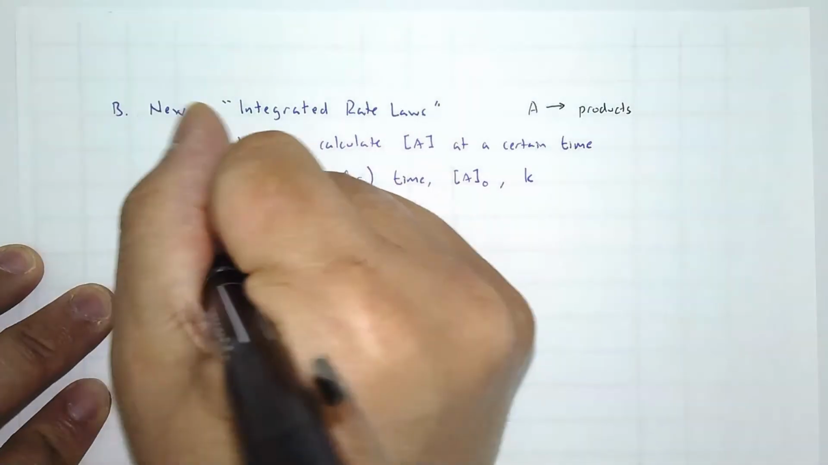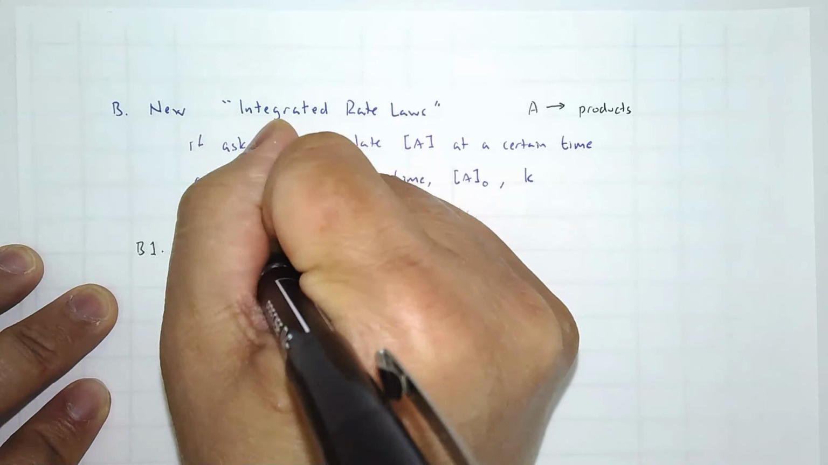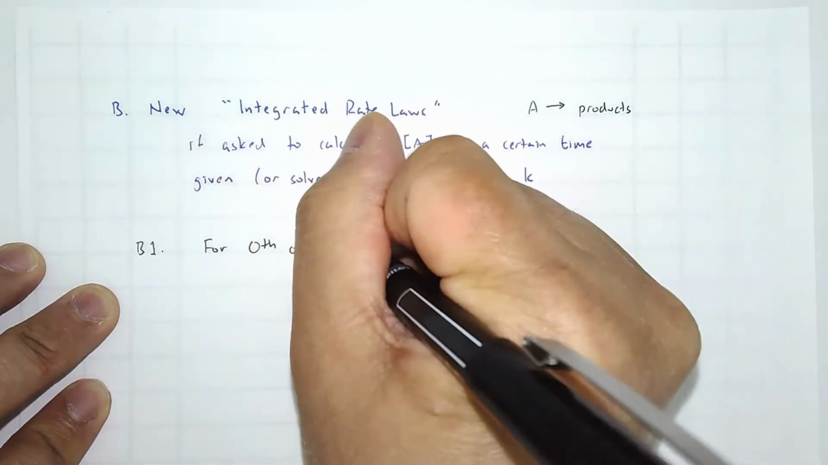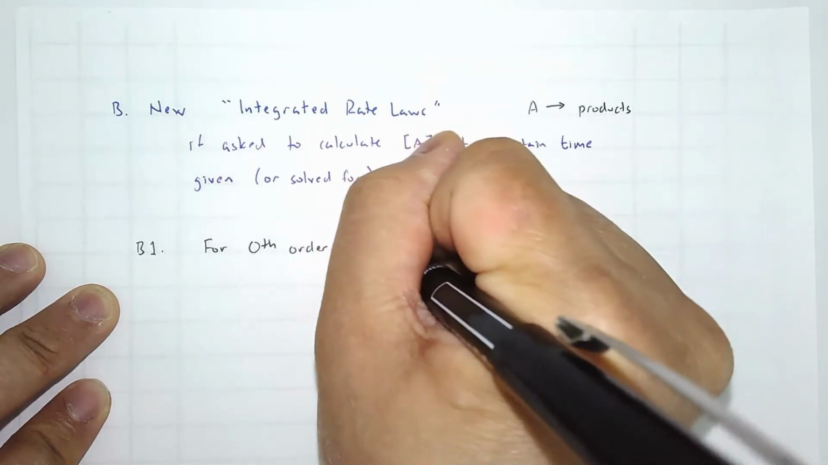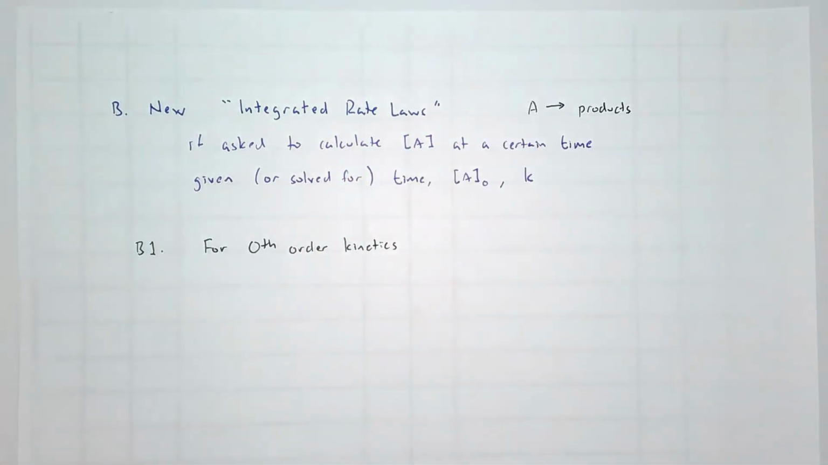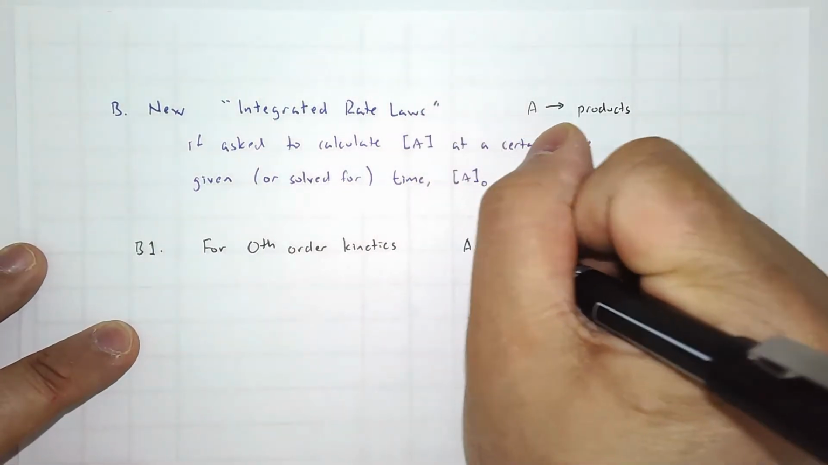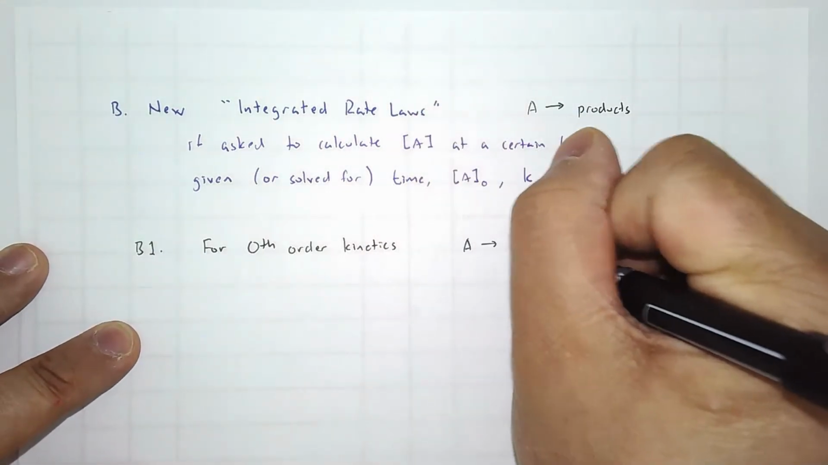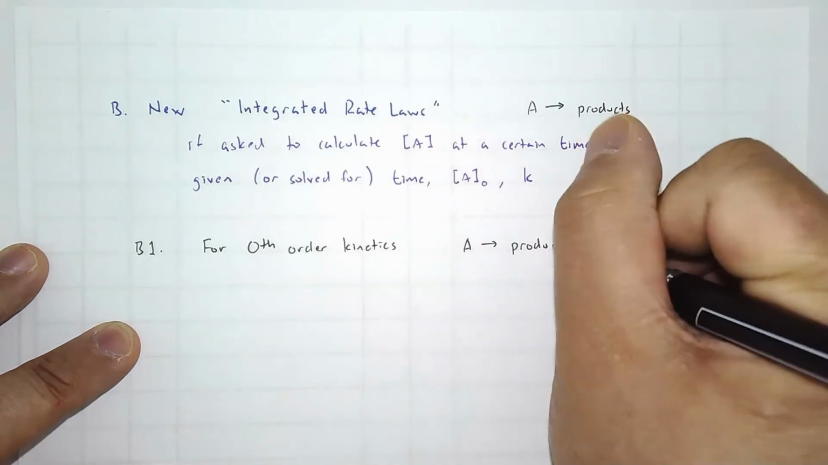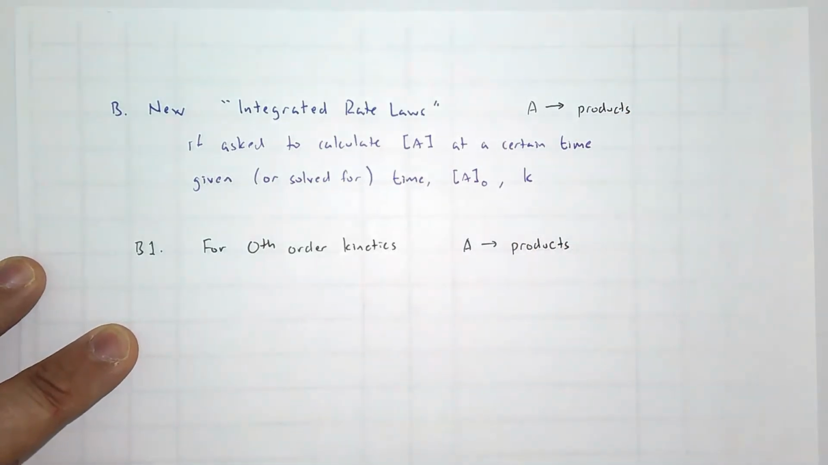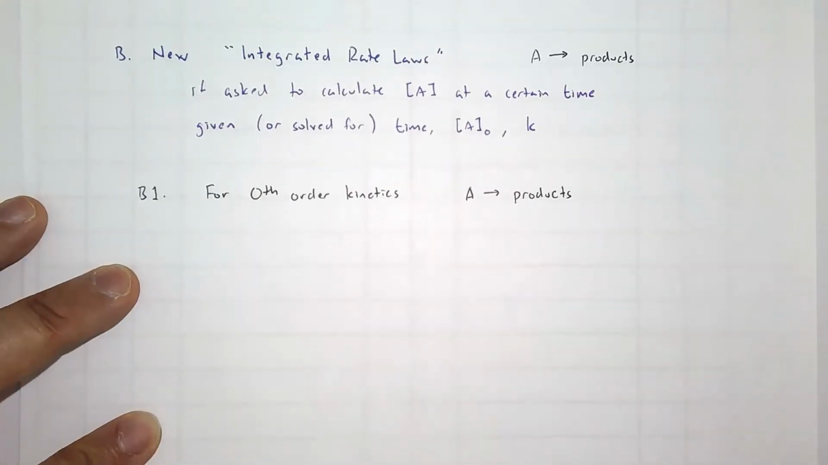And I'm going to put here 4, 0th order reactions, or just simply kinetics. Okay. Let me just remind ourselves that this is for a reaction where we have one starting material with a coefficient of 1 going to products. And what do we know about the 0th order kinetics?